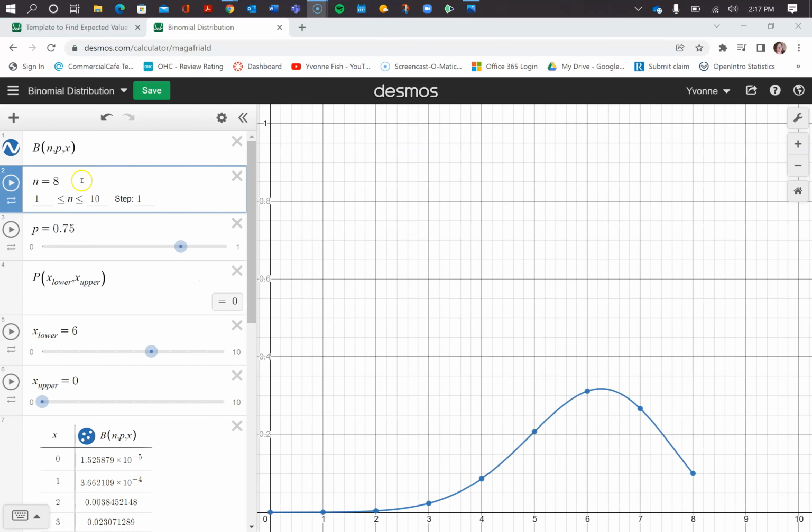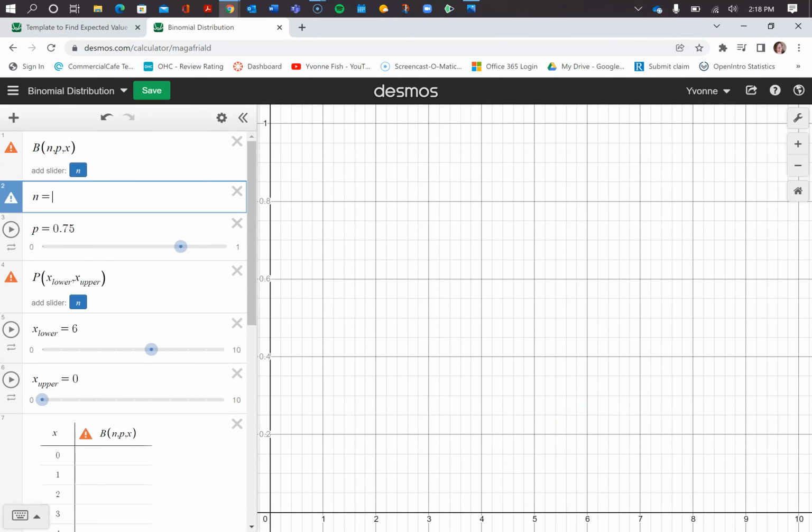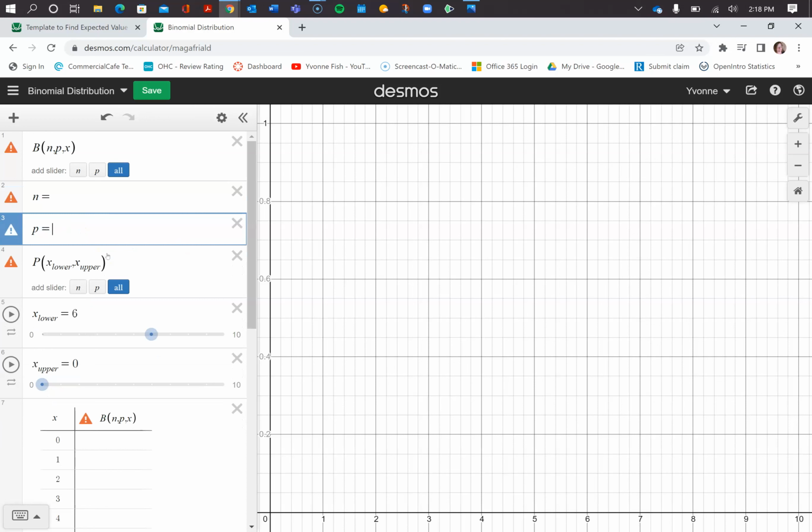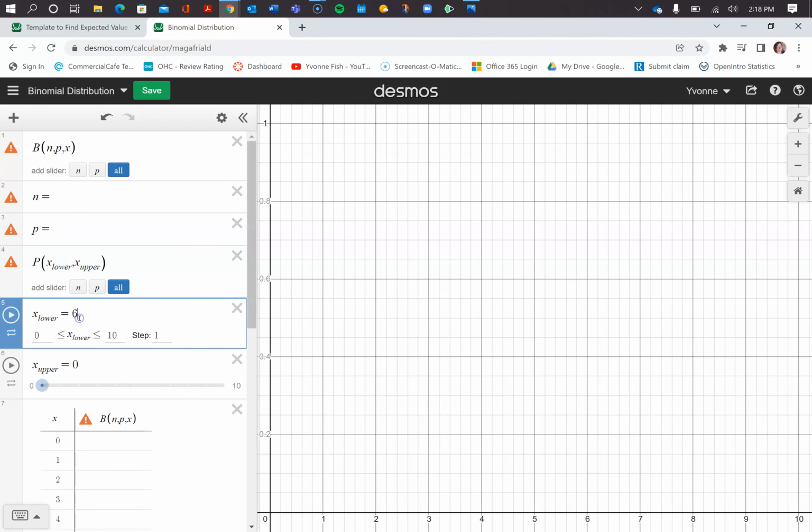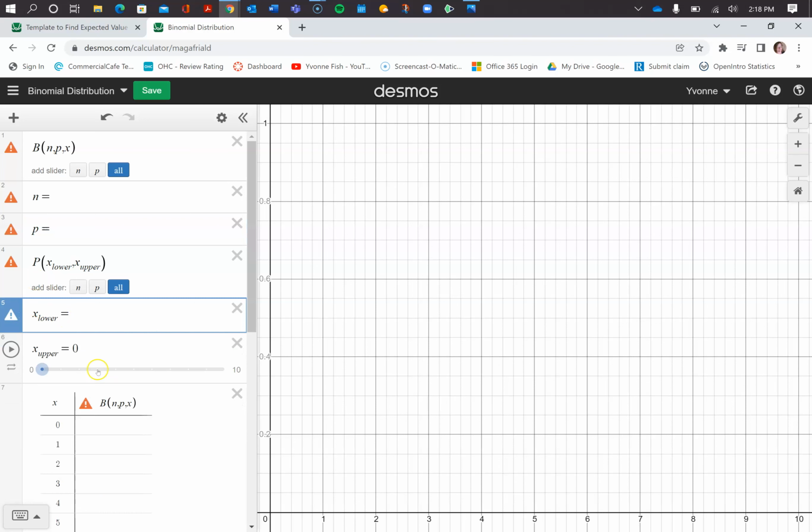What I'm pulling up here is an example I found in the Desmos database, and it had some different numbers than we have, so I'm just taking those out. I will provide you a link to a template with just the blank one. It has all these little caution signs because things aren't all in there yet, so we're just taking those out for now.